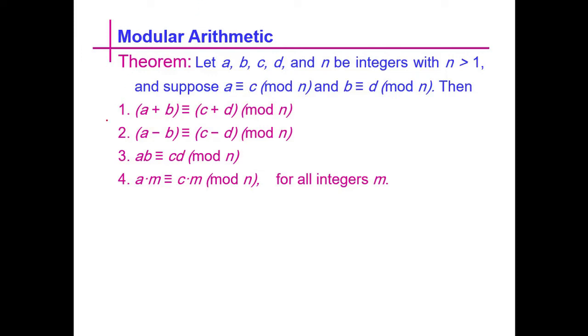Here are some other properties of modular arithmetic. Let a, b, c, d and n be integers with n greater than 1, and suppose a is congruent to c mod n and b is congruent to d mod n. Then the first property is a plus b is congruent to c plus d mod n, and secondly a minus b is congruent to c minus d mod n, and on the third place we have ab is congruent to cd mod n, and fourth is a times m is congruent to c times m mod n for all integers m.